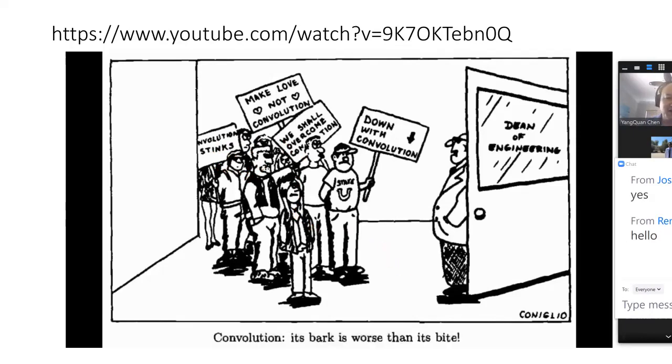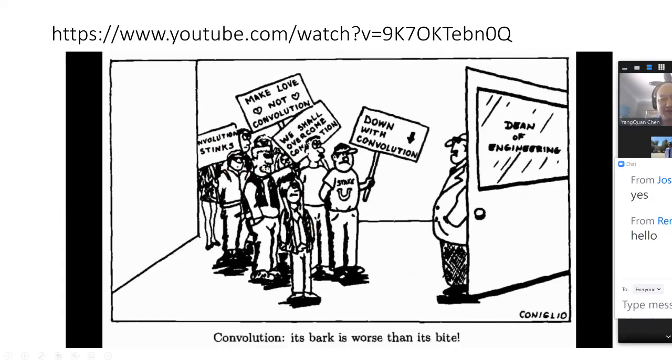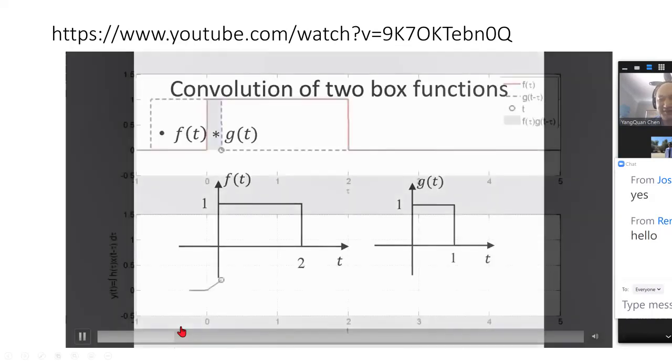So the spark is worse than spike. I think the meaning of this one says it's not so hard, not so painful to learn. It just sounds like hard. Okay, so let's continue.